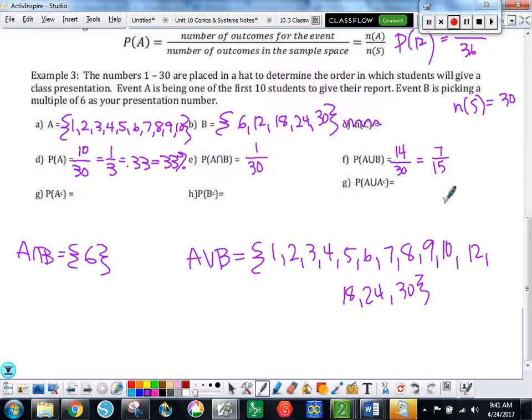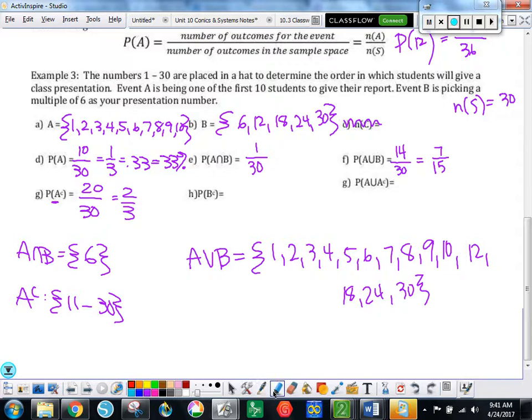Not necessarily. It would have had to tell us what C was. Okay. All right. The probability of A complement. Do you remember what A complement means? This means everything else that is not in A. Good. So if A is 1 through 10, then A complement is going to be 11 through 30, right? How many numbers are there between 11 and 30? 20. So the probability of A complement would be 20 out of 30, which is the same as 2/3.